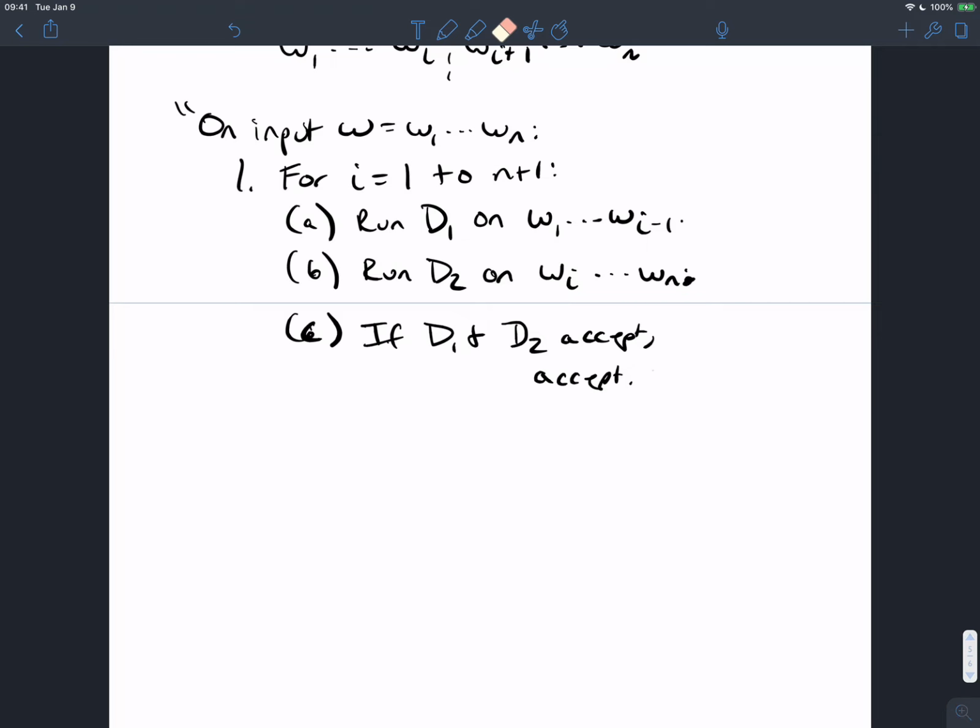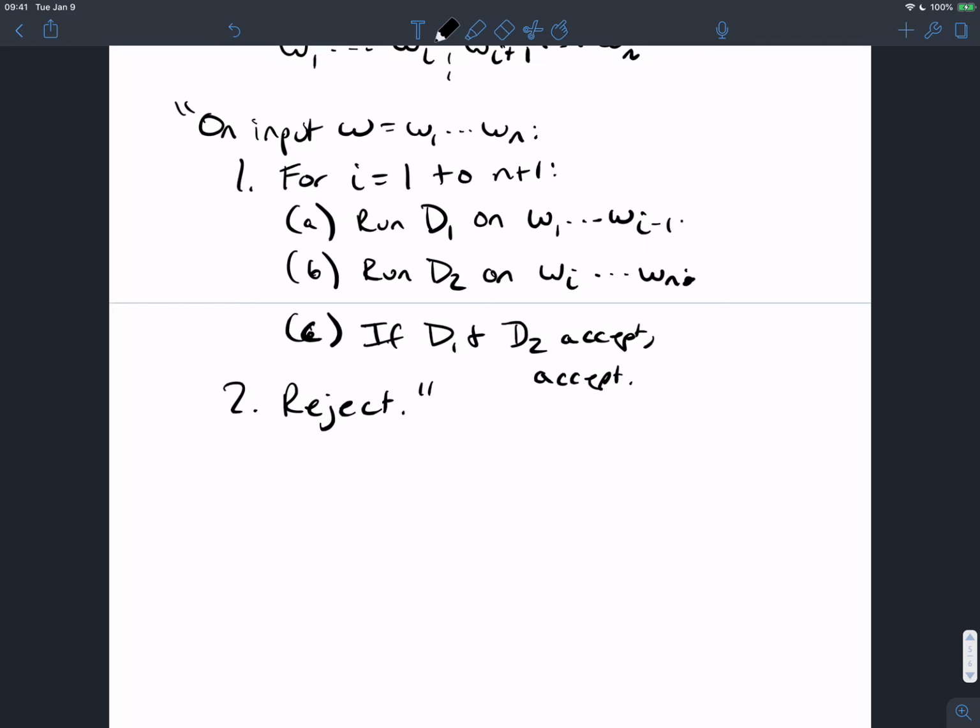Oh, no, not quite the end yet. Okay, well, we try this for I equals 1, 2, 3, 4, up through the last value of I, and we decided none of them work. Now what? Could it be in the concatenation? No, we just tested every single possible split. Could it still be in the concatenation now? No, it can't be in the concatenation. So what do we say? We reject. Exactly.